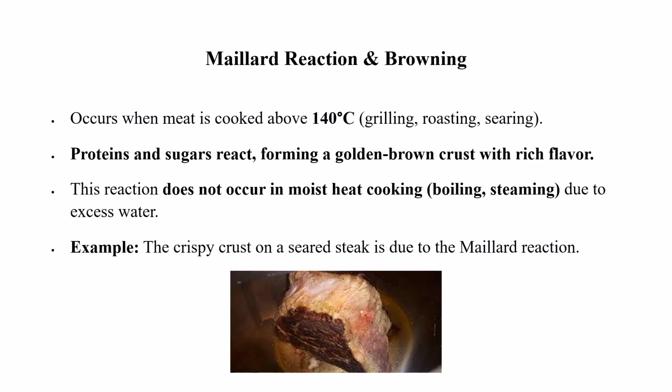Maillard reaction and browning. The Maillard reaction occurs when meat is cooked above 140 degrees Celsius, creating a golden brown crust with a rich flavor. This reaction doesn't happen in moist heat cooking due to excess water. It's responsible for the crispy crust on seared steaks.